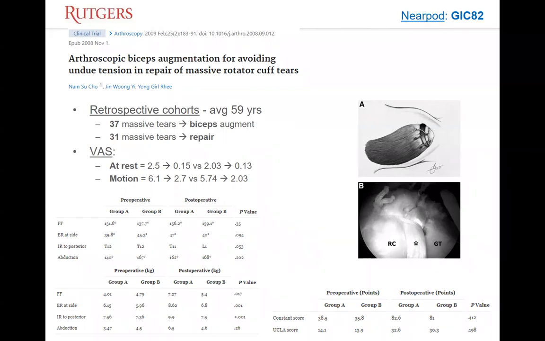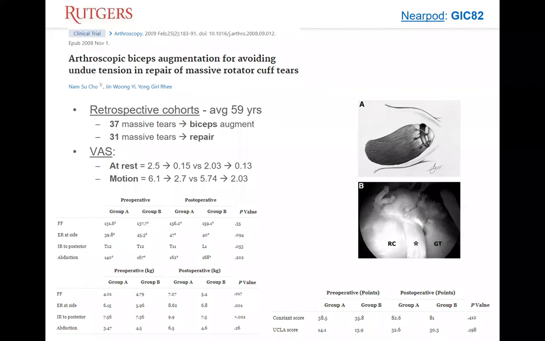At final follow-up, visual analog pain scores and range of motion in all directions improved significantly in both groups and did not differ between the groups. Muscle strength was better in forward flexion, external rotation, and internal rotation, and the constant UCLA scores improved similarly. In addition, retear rate increased with increasing fatty degradation preoperatively to nearly 100% if they had a score over 2.